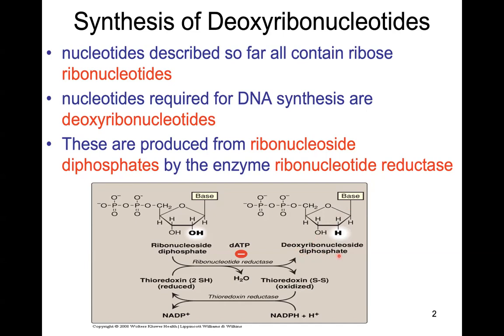So we don't have triphosphates yet. We're still working with diphosphates. But essentially, this is the enzyme that converts a ribonucleotide to a deoxyribonucleotide. Another important thing to note is this enzyme is inhibited by its end product, which is deoxyATP, or otherwise known as deoxyadenosine triphosphate. Again, this is because you don't want an excess of anything. So the end product down the line is going to inhibit the very first step in the production of DNA.